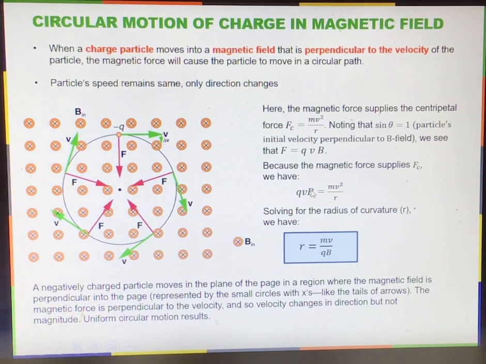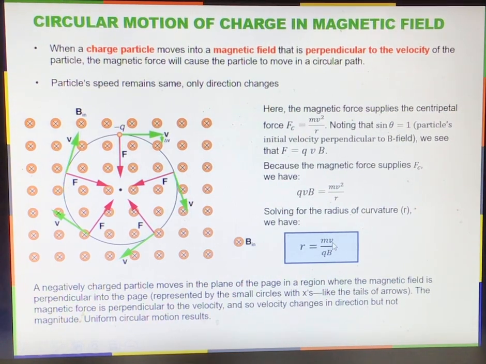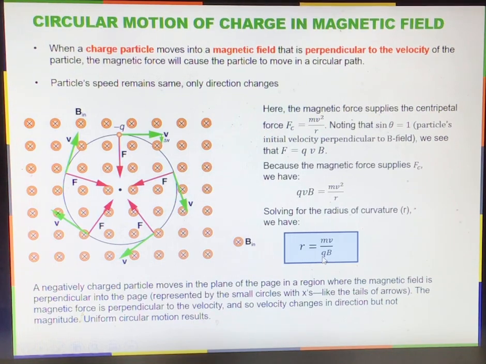In this case, because the magnetic force is responsible for providing the centripetal force, I can say that this quantity is equal to that, and I can solve this equation to get the radius of curvature, which is given by this equation. So the radius of curvature is just the mass of the particle times the velocity of the particle, divided by the product of the charge times the strength of the B field.